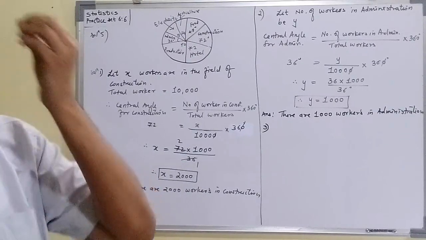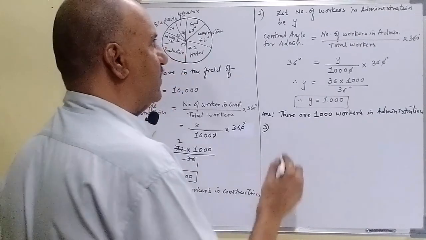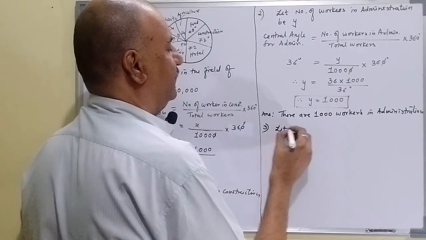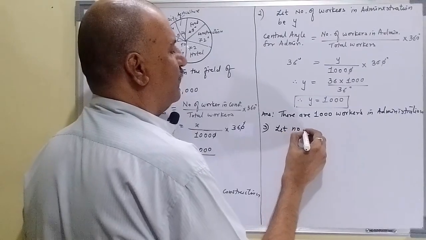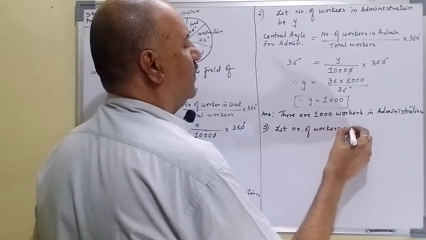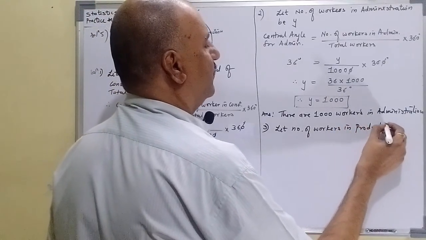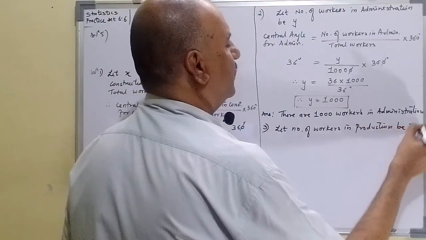Now we go to the third part. Third part में क्या पूछा है? प्रोडक्शन में कितने हैं? ये 90 डिग्रीज है, 90 डिग्री। सो प्रोडक्शन में कितने? लेट नंबर ऑफ वर्कर्स इन प्रोडक्शन बी Z.